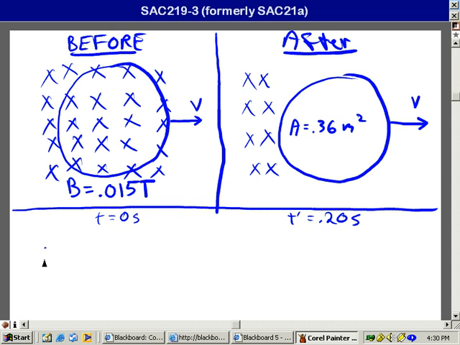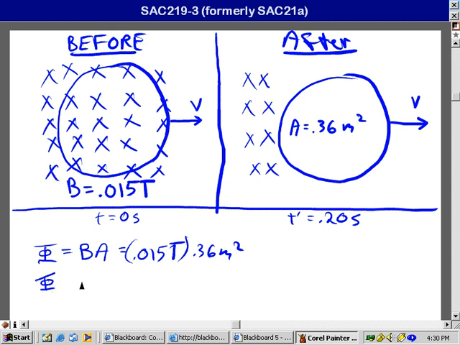The initial flux, I'll just call that phi, is that constant magnetic field times that area that's enclosed by the loop in the before picture, and that's going to be 0.015 Tesla times the area enclosed by the loop, which is 0.36 meters squared, or phi. I'm just using the symbol phi. You can use a subscript B if you want to emphasize that it's magnetic flux rather than, say, electric flux. But I get for the flux in the before picture just 0.0054 Tesla meters squared.